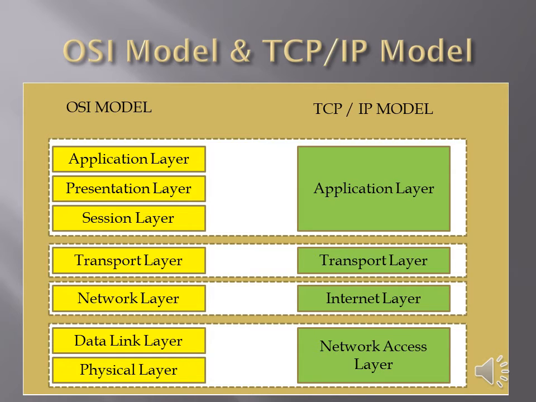Transport layer is same in both the models and provides similar functionality. Network layer is called the internet layer in TCP/IP model and gives the functionality of network layer. Again, we can see data link layer and physical layer are combined together to provide network access layer in TCP/IP model. Means network access layer in the TCP/IP model will provide the functions of data link layer and physical layer.